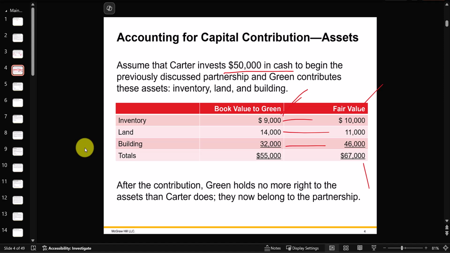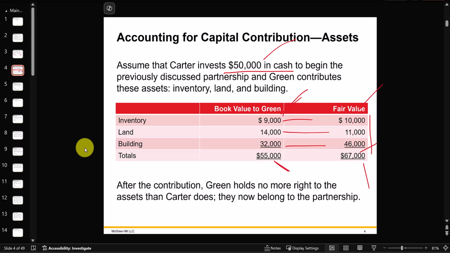So now when we record assets on the books of the partnership, we're going to have cash of 50,000 contributed by Carter, and these three assets at their fair value contributed by Green. Again, Green is not contributing $55,000 worth of assets. He or she is contributing $67,000 worth of assets. So that partner should be credited for $67,000 and not the costs.